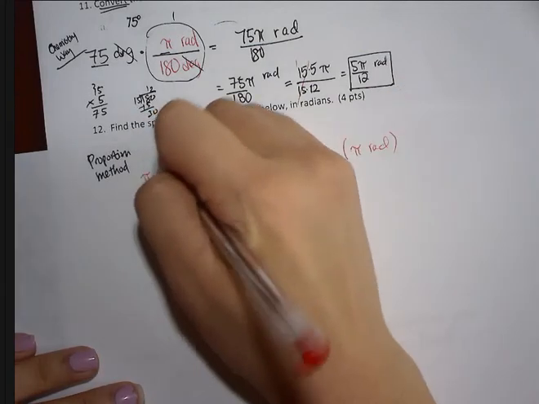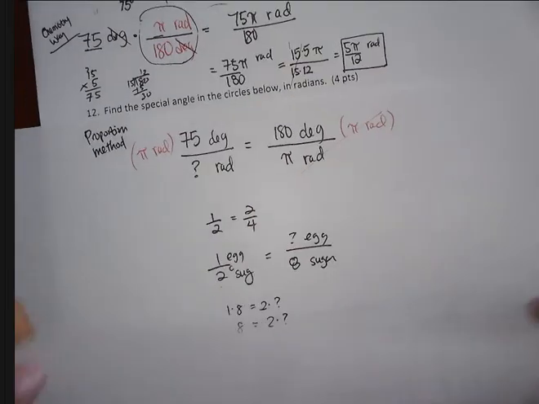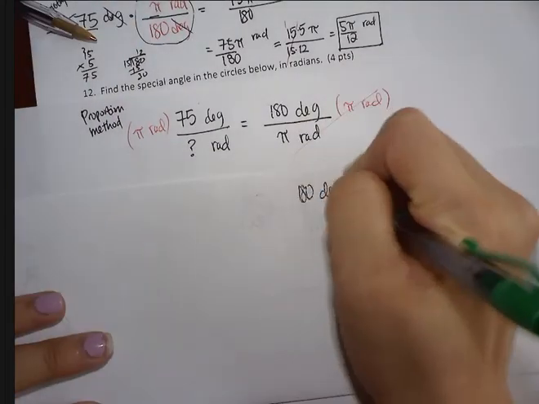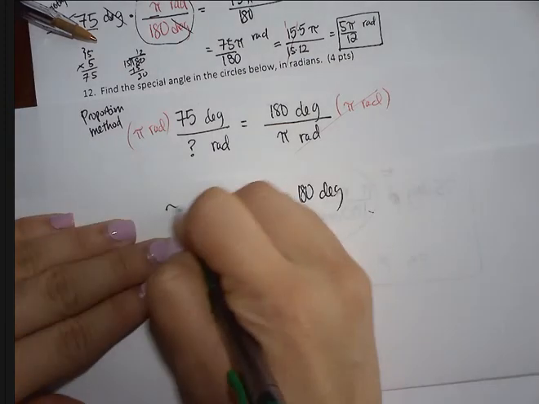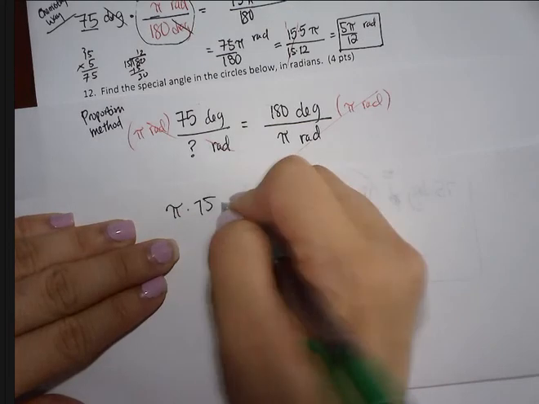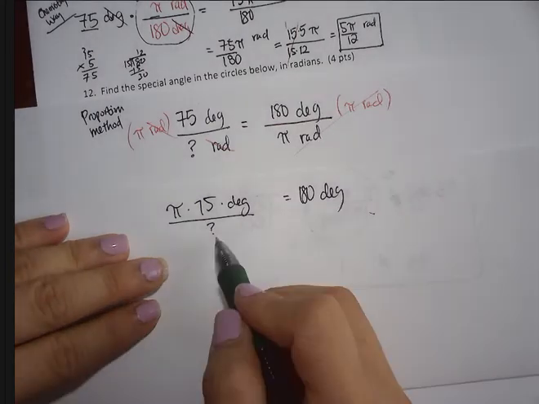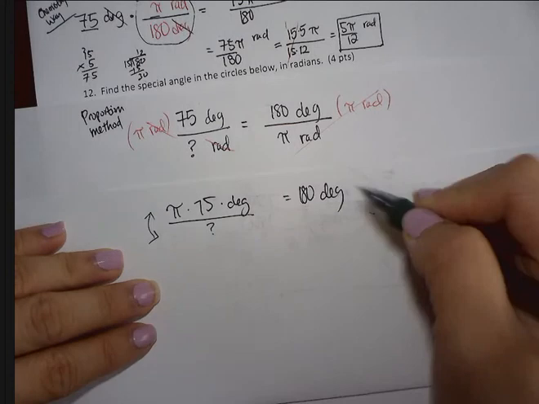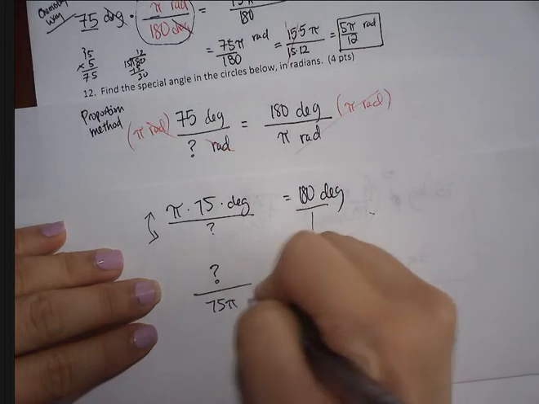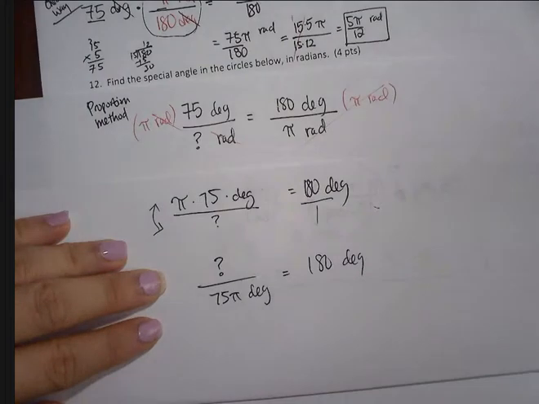Pi over radians cancels out. So now I have 180 degrees equals, but the radians cancel out here. So I have pi times 75 degrees over what? I want to get that what by itself, so I'm going to take the reciprocal of both sides, and this is over 1. So what over 75 pi degrees equals 180 degrees. If I want to get rid of this, then 75 pi degrees on both sides.